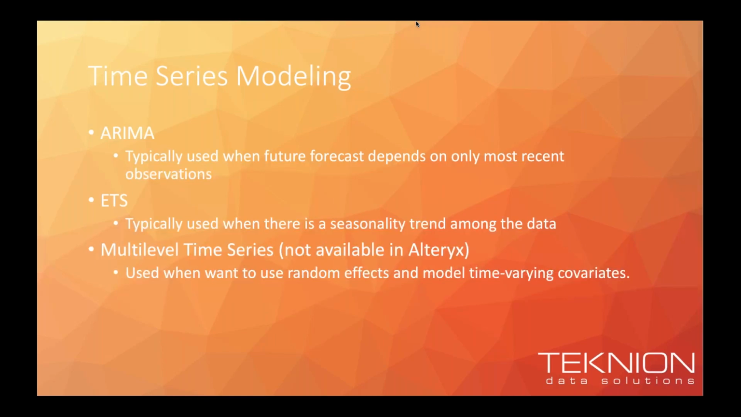So the covariate being like, let's say you're trying to model the stock price of one stock, but you're also using changes in other stock prices to help model why that one stock is behaving the way it is. So that's something that's varying across time, and you want to include that in your model. You'd have to go to a multi-level type setting. Again, you can't do this in Alteryx.